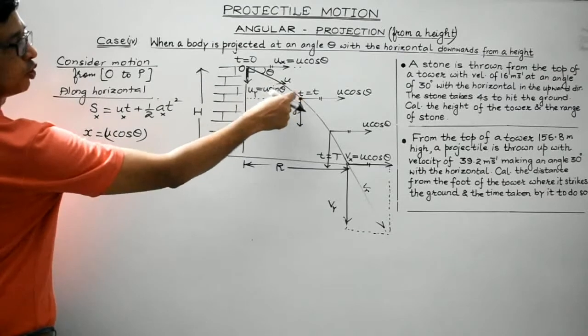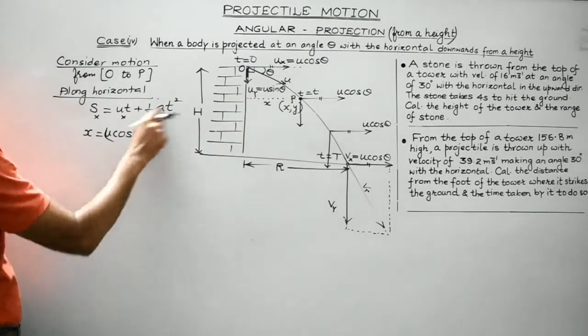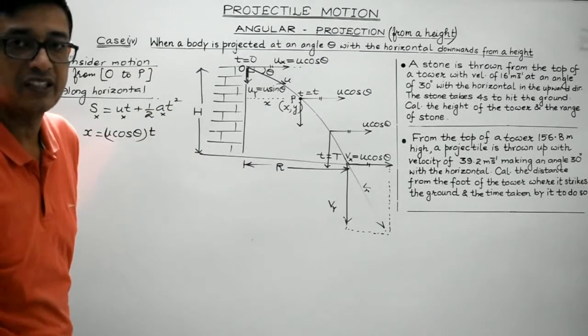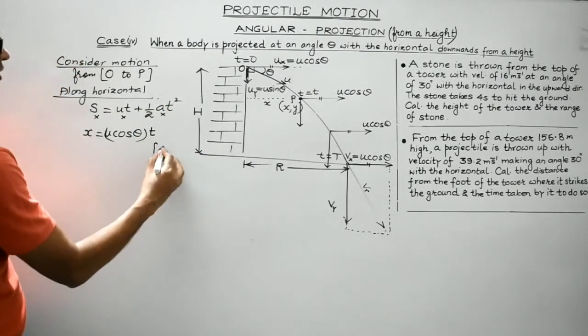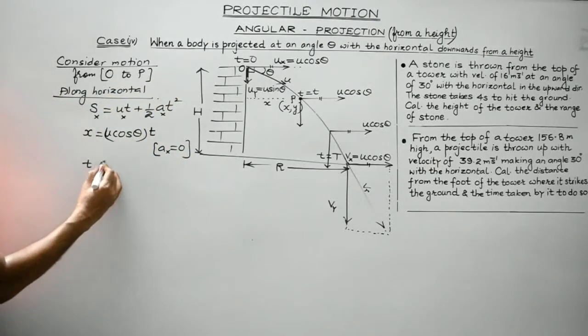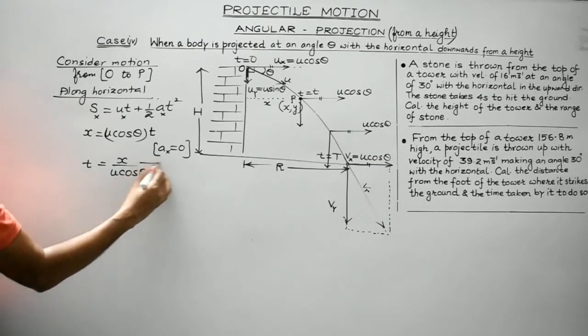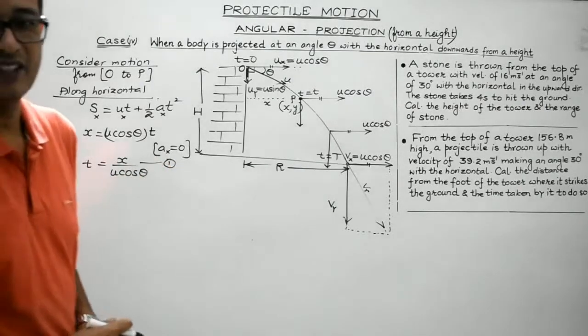Time from O to P, the time that has elapsed, is small t. Ax is 0, so this entire term will get eliminated. So t would be equal to x divided by u cos theta. You can put this as equation number 1.